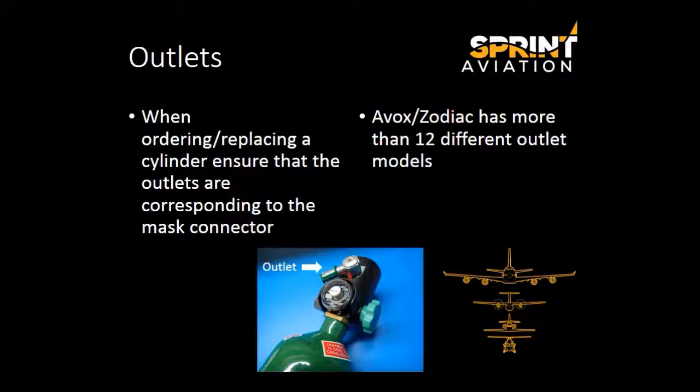When ordering or installing a replacement portable cylinder assembly, or PCA, be careful that the outlet model corresponds to the mating connector of the mask that you have in service, and vice versa evidently. The Avox Scott family PCAs have more than 12 different models of outlets. There have been unfortunate incidents where oxygen couldn't be administered to a passenger in need due to a wrong mask PCA combination. The outcome of this could be catastrophic.